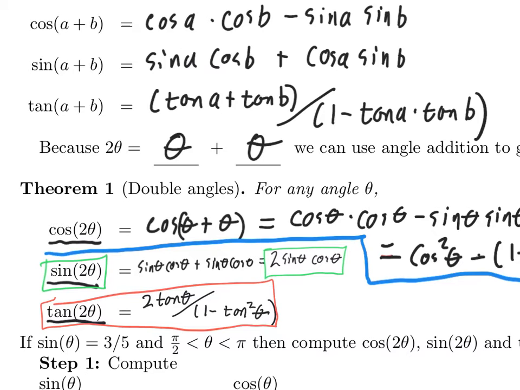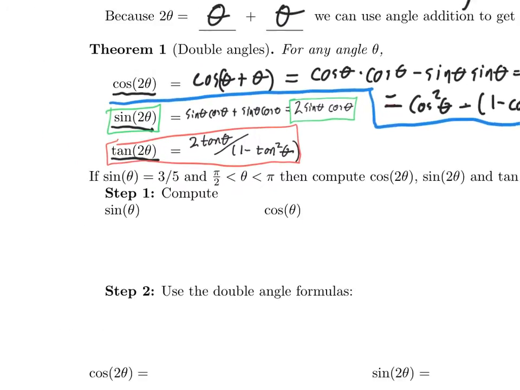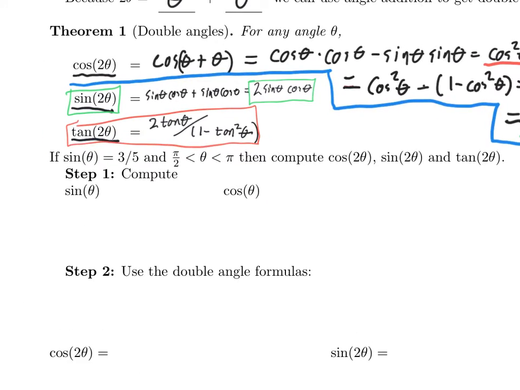And something that's nice to notice is that if you want to use the double angle formula for tangent, you just need to know what tangent of theta is. You don't need to know sine and cosine, you just need to know tangent. So let's see just a quick application. Let's suppose that you know that sine of theta is 3/5, and theta lives between negative pi over 2 and pi over 2. Let's try to compute cosine 2 theta, sine 2 theta, and tangent 2 theta.